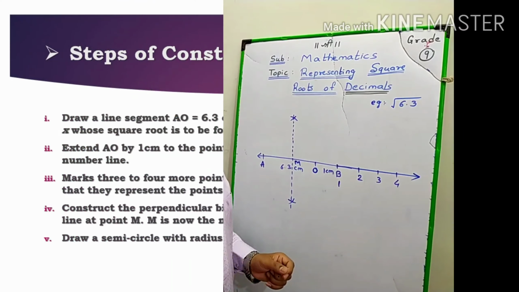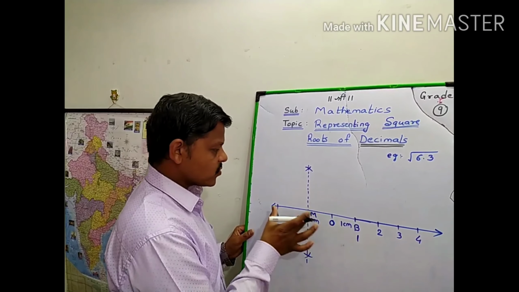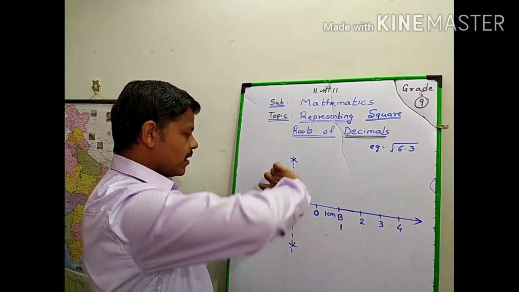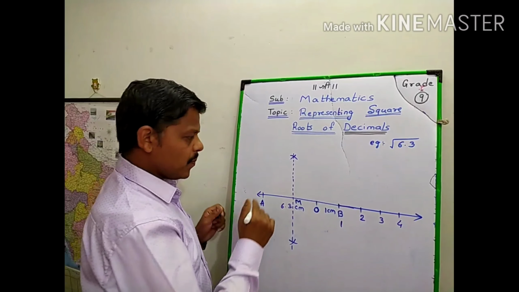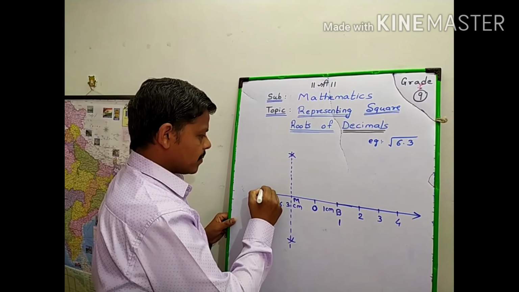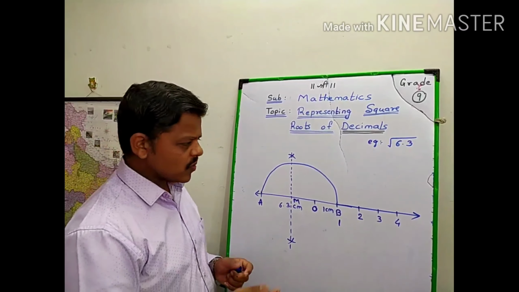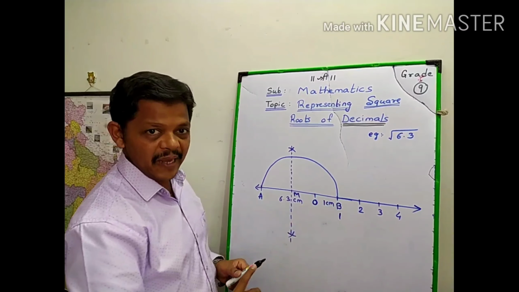Now, the next point is, we are going to draw a semicircle with M as a center and MA or MB, because M is the midpoint of AB. So MA and MB are equal. So see here, with M as a center, I will just draw a semicircle which will exactly go through A and B. So we are drawing this semicircle. Now I am not drawing with the geometrical instrument, so it may be a little bit like this, but you will get a correct semicircle MAB.